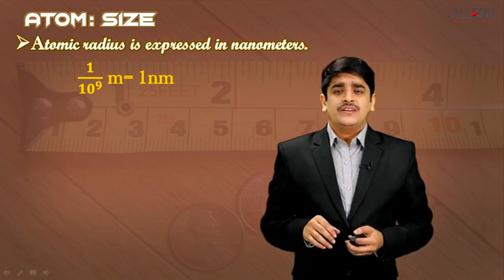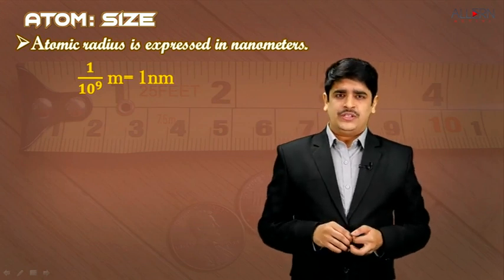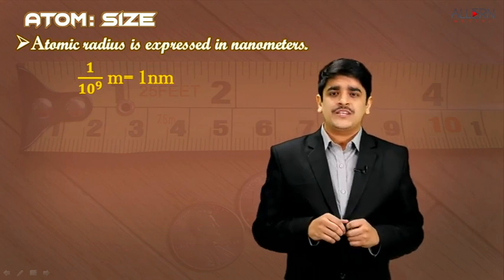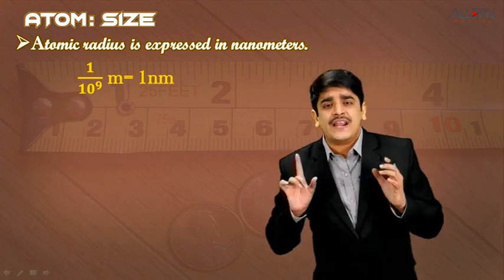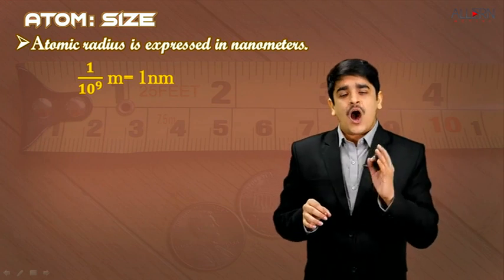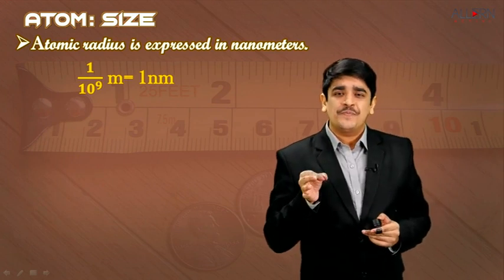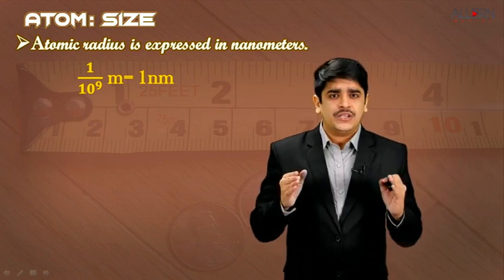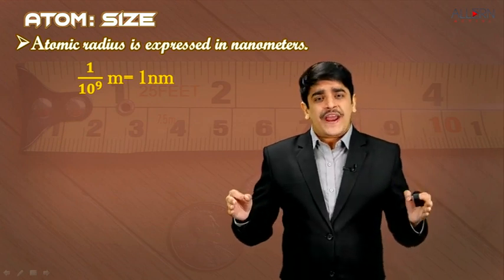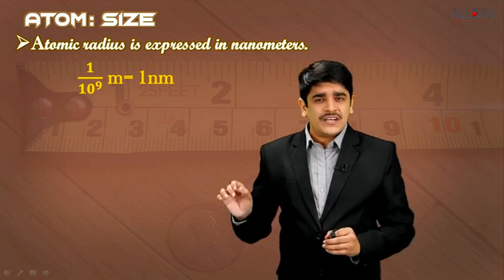Atomic radius over here, understand, is expressed in nanometers. What is 1 nanometer, would you ask me? It is 1 upon 10 raised to 9 of a meter. That's how small a single nanometer is. If you take a single meter and divide it into 10 raised to 9 parts, a single part is 1 nanometer.